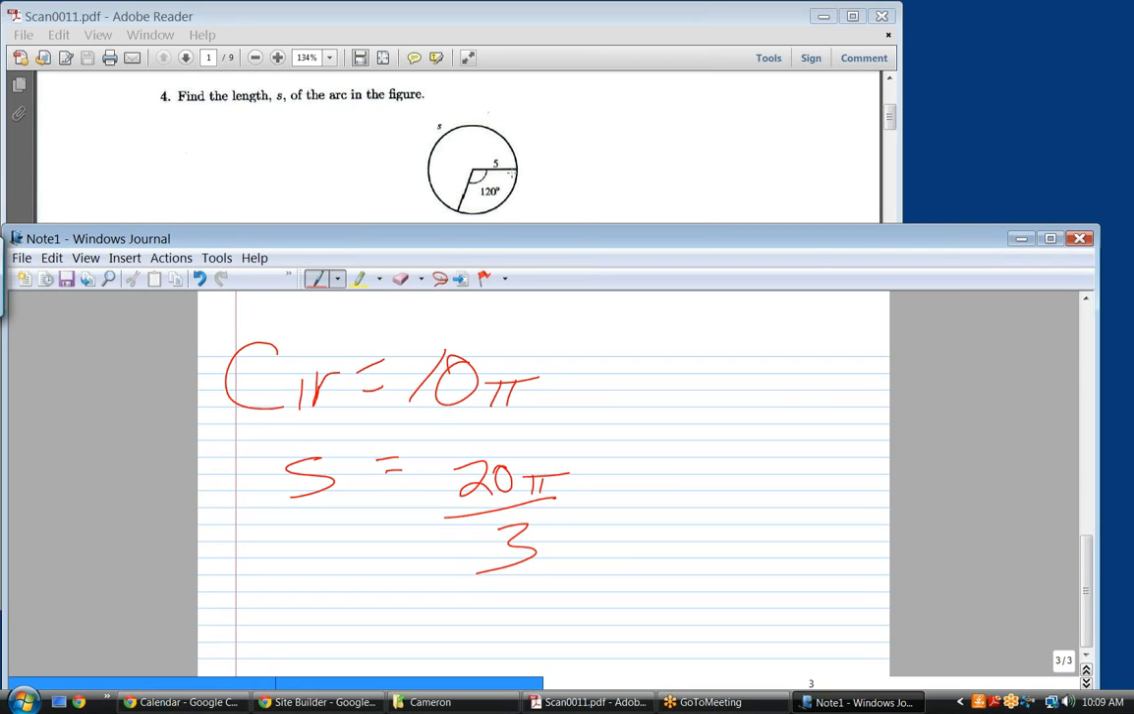So multiply them, do you? Yeah. In other words, if it was half, I would take 5 pi. So whatever percentage of the full circumference that arc is, and it's always whatever this angle is divided by 360, okay, that's the length of that arc.